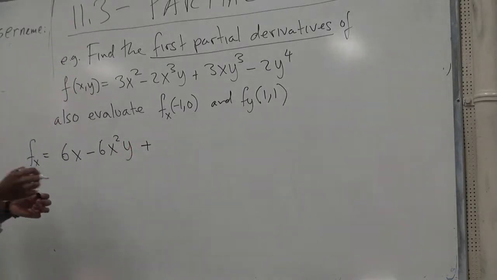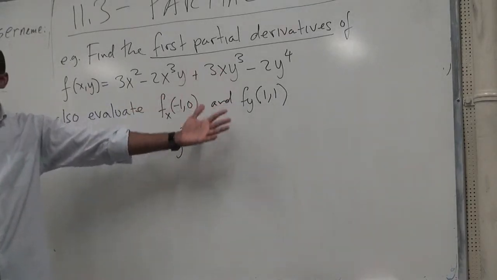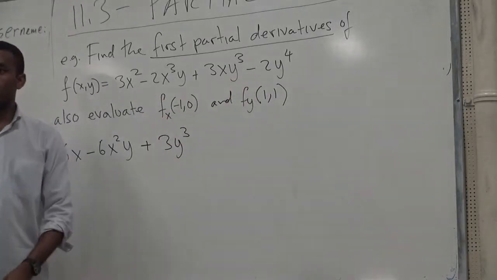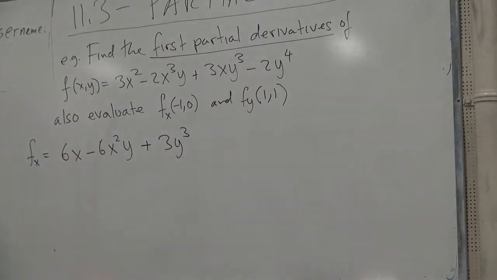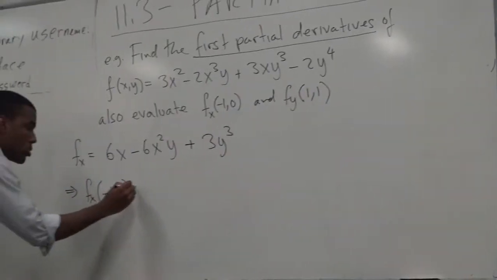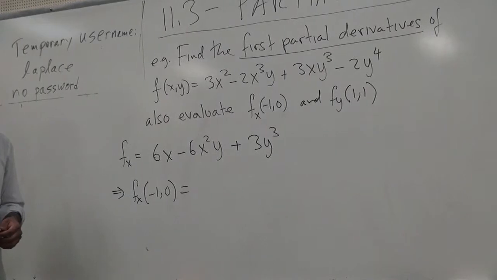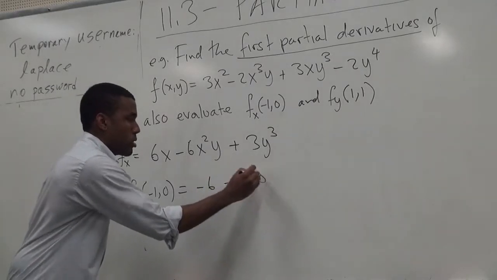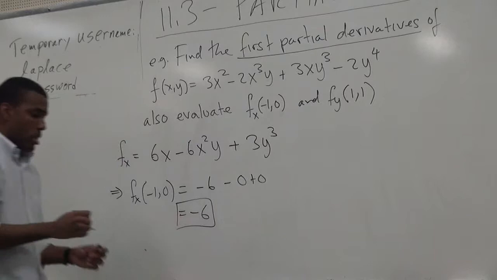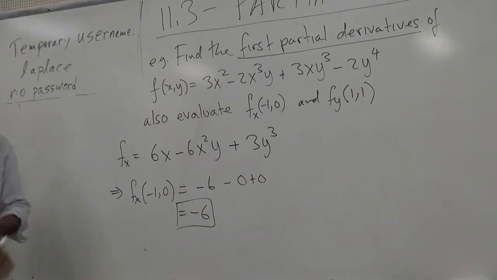Plus 3y cubed, right? Because the derivative of x is 1, these are constants, they just stay. The last term is a constant, it has no x's in it, so the derivative is 0. That's the partial with respect to x. Which would mean fx of minus 1 comma 0 is equal to minus 6, plus 0, plus 0, so it's just minus 6. In other words, if you're at this point on the function and you want to find the slope in the x direction, it's minus 6.